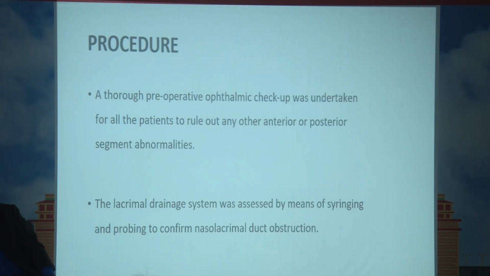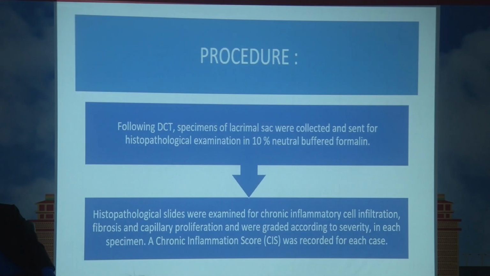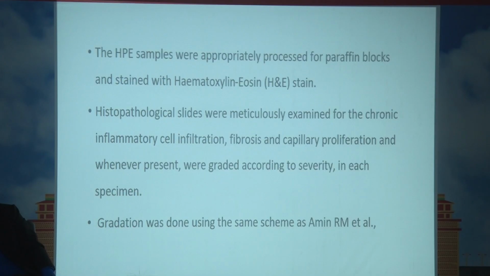For the procedure, a thorough preoperative ophthalmic checkup was undertaken for all the patients to rule out any other abnormalities. Then the lacrimal drainage system was assessed by means of syringing and probing to confirm nasolacrimal duct obstruction. Then DCR was done and the specimens of lacrimal sac were collected and sent for histopathological examination in 10% neutral buffered formalin. There the slides were examined. They were appropriately processed for paraffin blocks and stained with H&E stain.